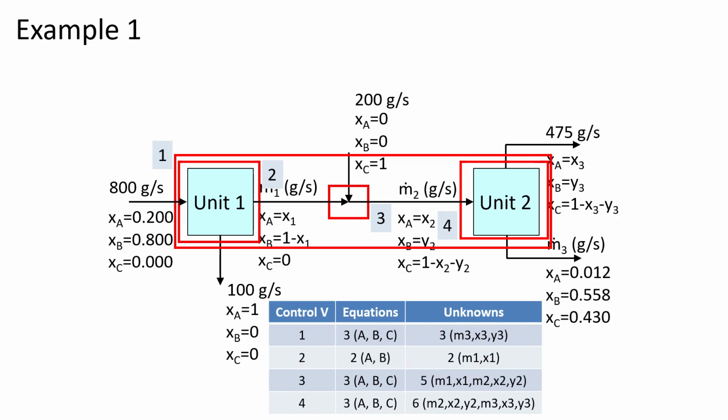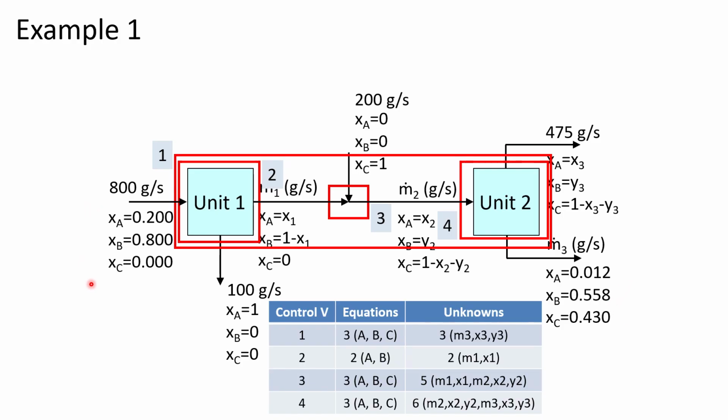Let's review some of the results shown here. Let's start with control volume 1, which is the overall control volume drawn around both units and the mixing point. If we count the number of equations for this overall control volume, we first have to determine the number of components. If we look at the streams that leave from Unit 2, we see that there are 3 components in these 2 streams. A, B, and C are present in each of those streams.